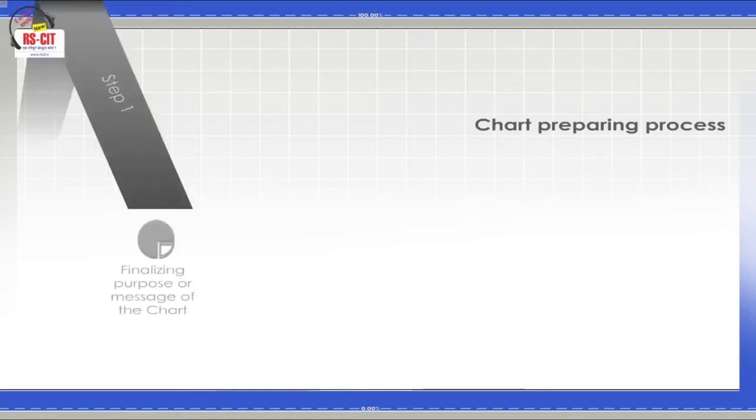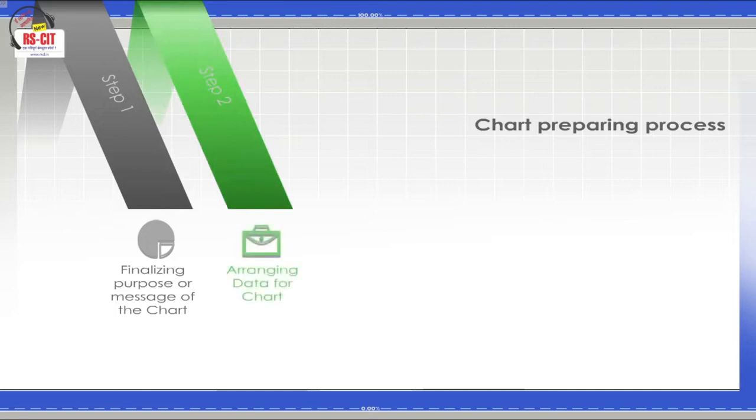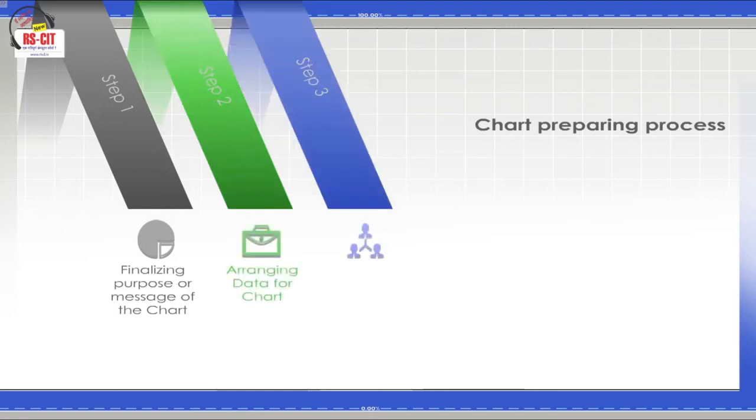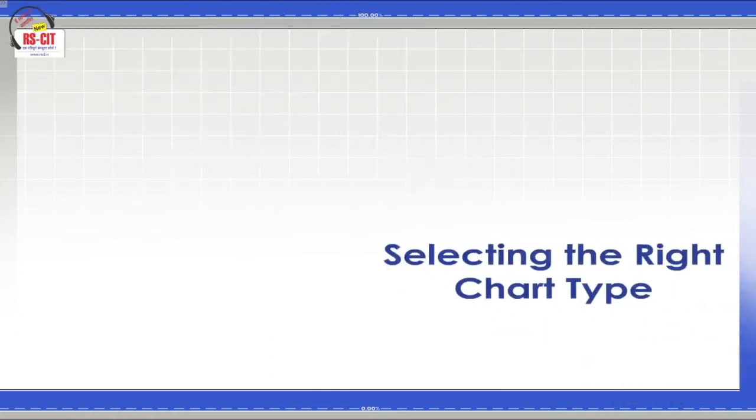Chart preparing process. The chart preparing process has four basic steps: finalizing the purpose or message of the chart, arranging data for the chart, preparing the chart, and formatting the chart. Selecting the right chart type.